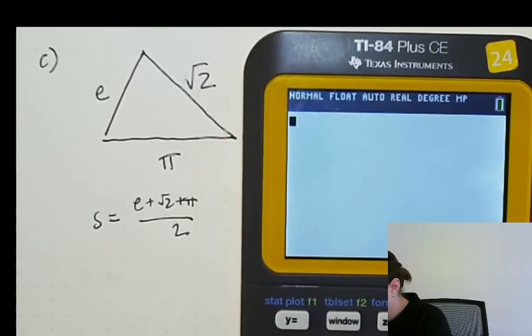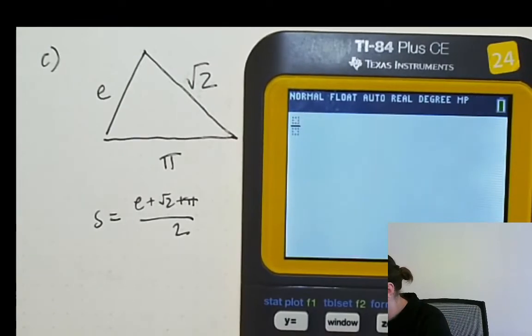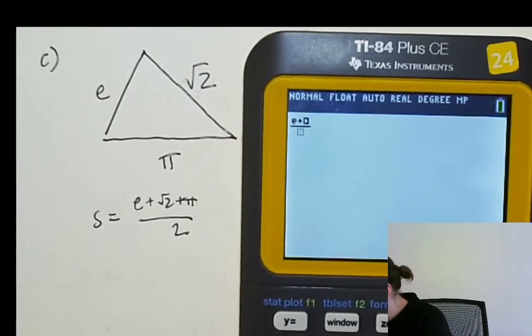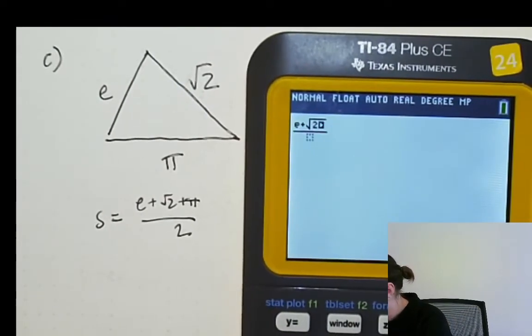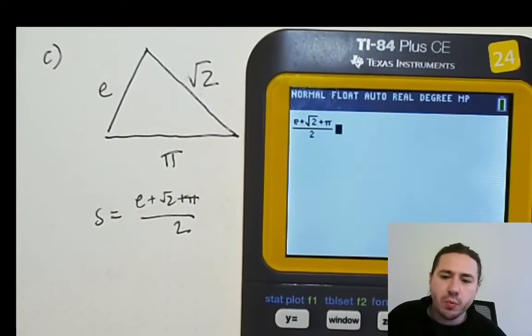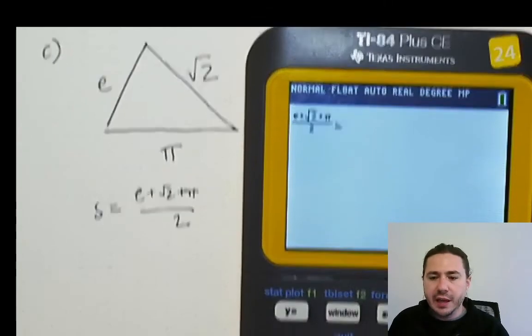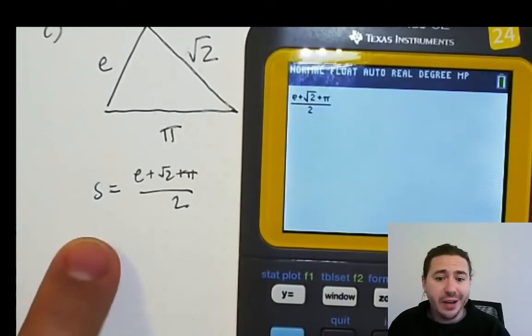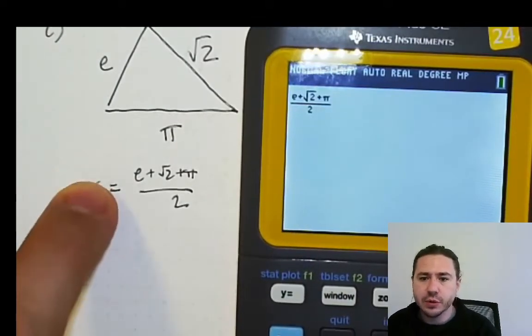Oh, I don't need the square root. What am I doing here? We just want a fraction. E plus square root of 2 plus pi over 2. And so what we could do is we can store this in any constant we want. I mean, S probably makes the most sense since that's what we're using here.